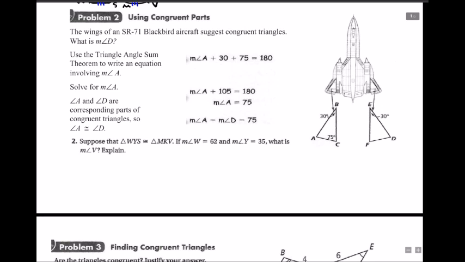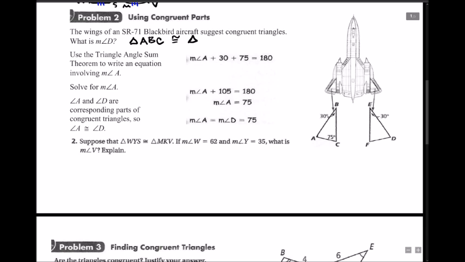So we are told that the wings of an SR-71 Blackbird, like one of my all-time favorite airplanes, are congruent triangles, which makes sense because aerodynamics is really helped out by congruent wings. You like your wings to be the same to fly. So we could say that triangle, now it doesn't matter how you name the first triangle here, but good choices make things easier, and we'll talk about that in a minute. So I'm going to name triangle ABC is congruent to triangle.